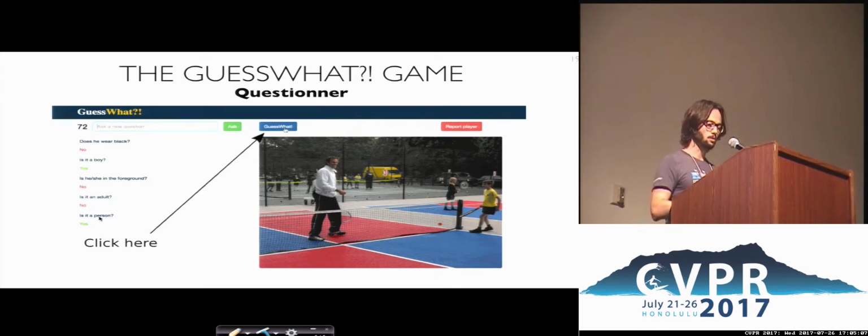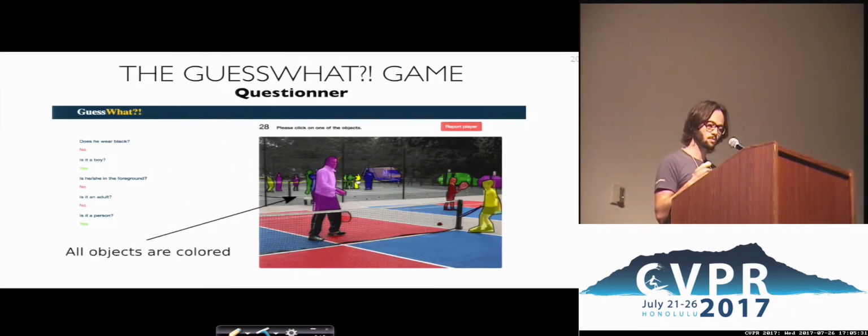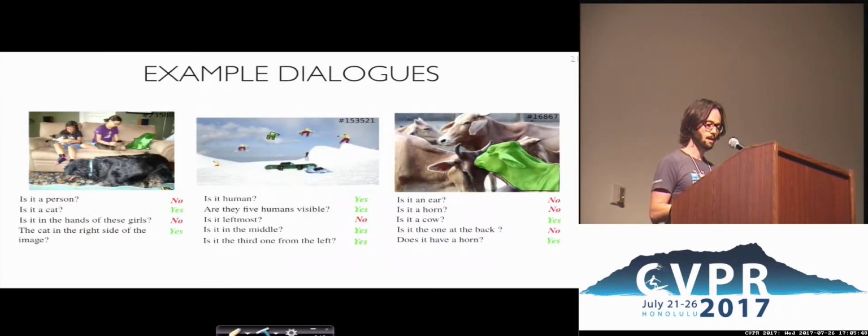And now I won't go through the whole dialogue, but eventually the questioner asks a first question, gets an answer from the oracle, and this back and forth continues. And let's say after all of these questions, the questioner determines, okay, I feel like I can figure out which object is selected on the oracle side, and can click on guess what to make a prediction. Once the user clicks on guess what, all the objects that are potential candidates are shown to the questioner. And all the questioner has to do is click on the mask that he or she believes is the object in question. So that's the game. I can take questions whenever, by the way. So if there are questions, please don't hesitate and raise your hand. I'll repeat it for everyone.